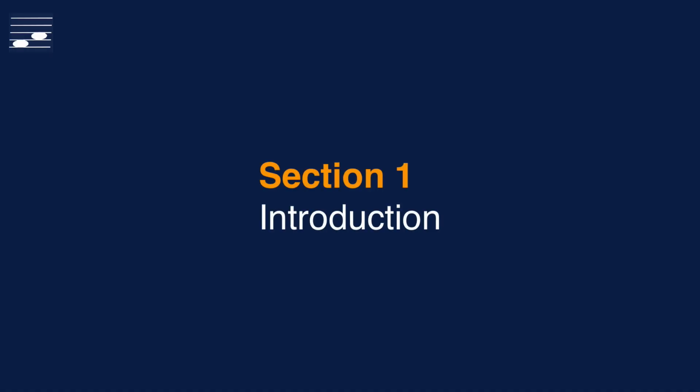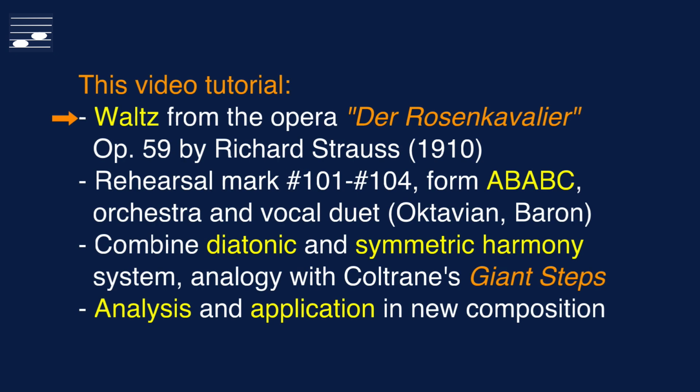Listening to the opera Der Rosenkavalier by Richard Strauss, I've always been fascinated by the use of harmony in the waltz section, starting at rehearsal number 101 in the full score. The waltz has form ABABC, and the B phrases are intriguing since they use a set of triads that lie outside the key E major. Studying the score, I became aware of the use of both diatonic and symmetric harmony systems.